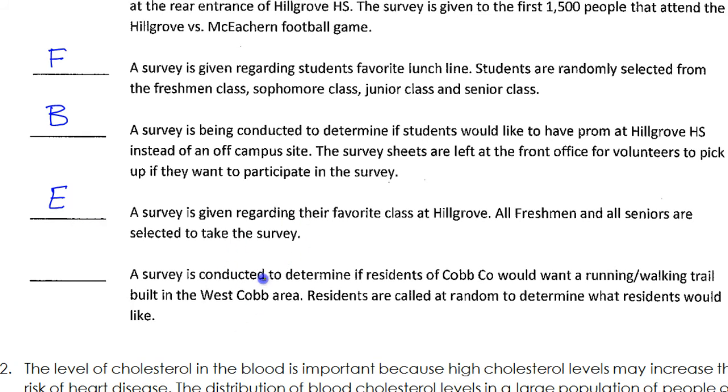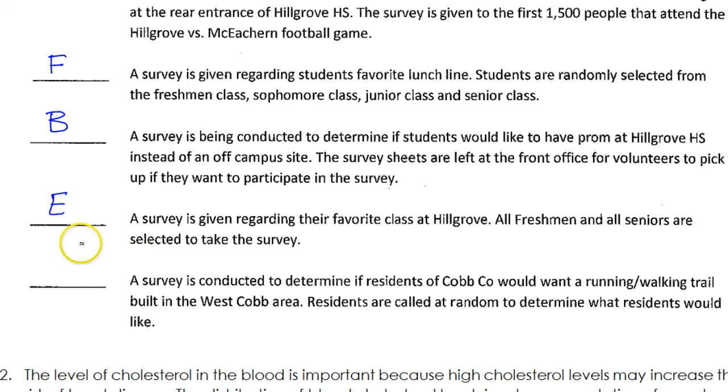Last one, a survey is conducted to determine if residents of Cobb County would want a running/walking trail built into the West Cobb area. Residents are called at random to determine what residents would like. I think they are shooting for simple random sampling. I mean, they use the word random right in there. I would have liked it better if they had said something about having everyone's number and using a computer to randomly dial, but they say that it's random without describing how. So we're going to take them at their word.